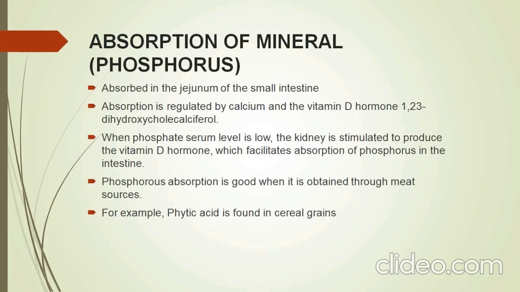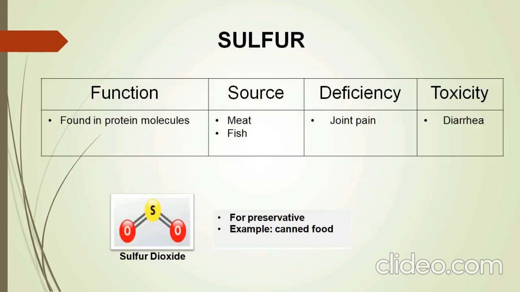Absorption of mineral in phosphorus. It is absorbed in the jejunum of the small intestine. Absorption is regulated by calcium and the vitamin D hormone. Phosphorus absorption is good when it is obtained through meat sources. For example, phytic acid, which hinders absorption, is found in cereal grains.